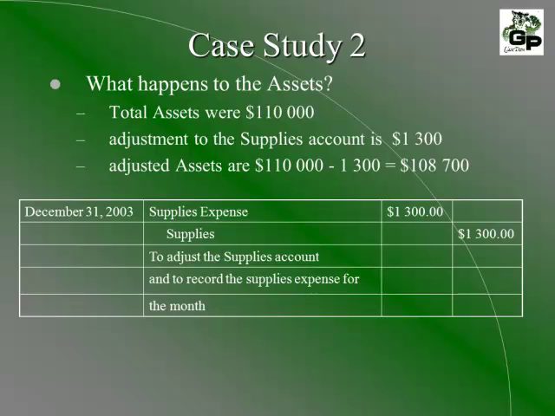What happens to the assets? In the beginning, the assets were worth $110,000. But now that we've adjusted the supplies account with a value of $1,300, that means that the assets are worth $110,000 minus the $1,300, which will give us an adjusted value in our total assets of $108,700.